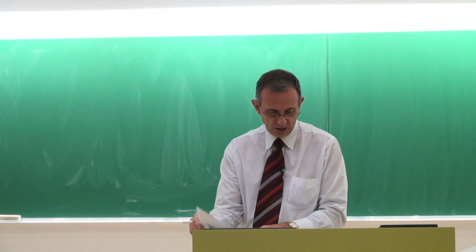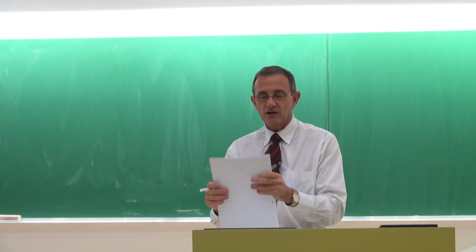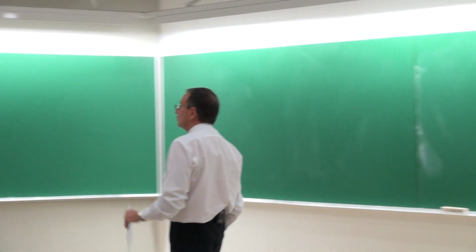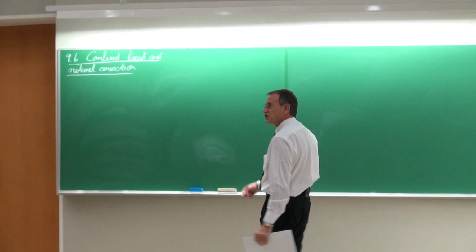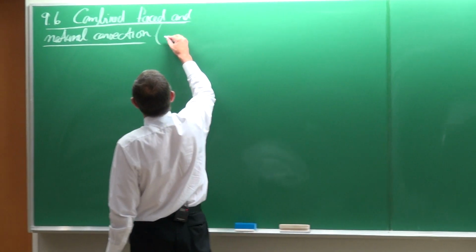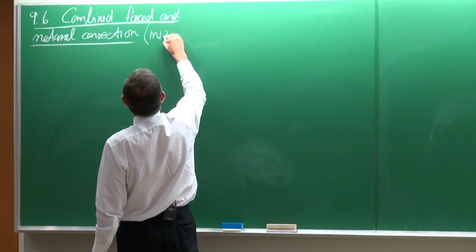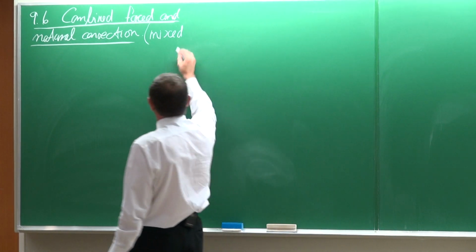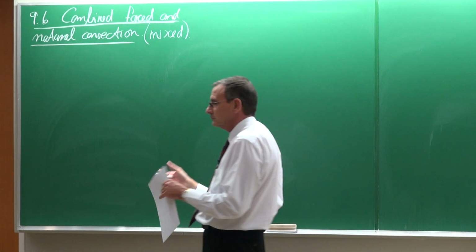The last part that we're going to do today is paragraph 9.6, which is the combined natural and forced convection, and I don't think it is being called that in this textbook, but it is also called mixed convection, and I think for good reason.